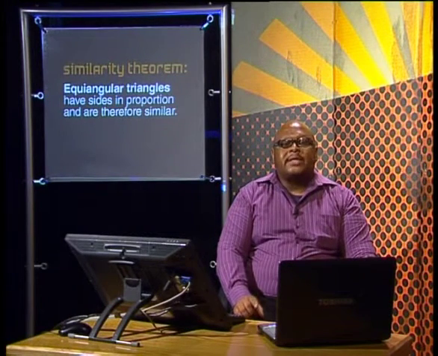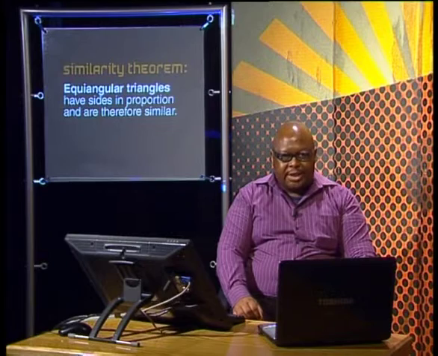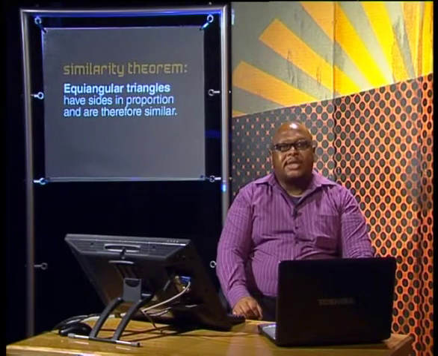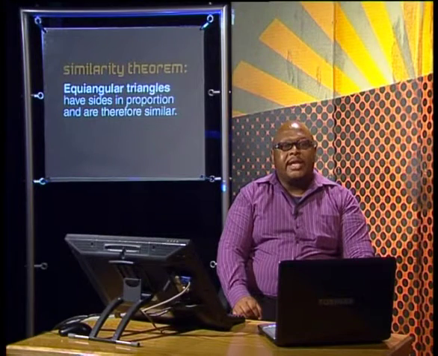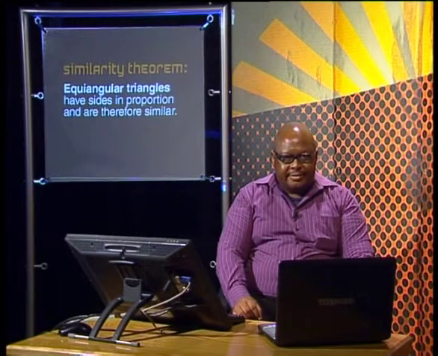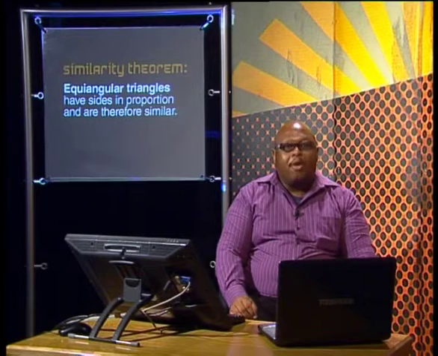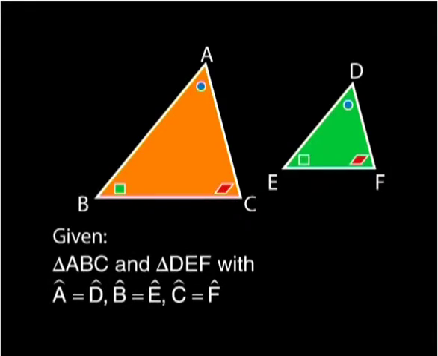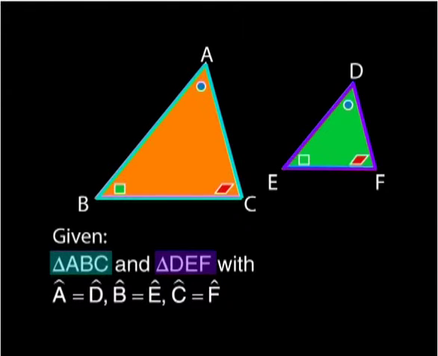We must show that triangles are in proportion. This will mean that they are similar triangles because we already know the corresponding angles are equal. This will make more sense if we look at diagrams. So let's draw what is given. Two equiangular triangles, and we'll call them ABC and DEF.